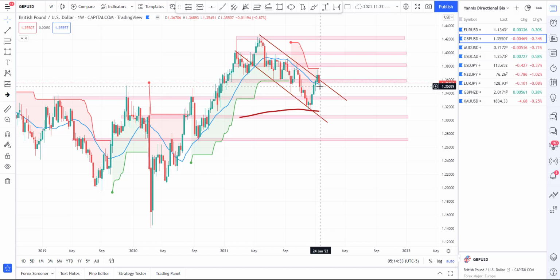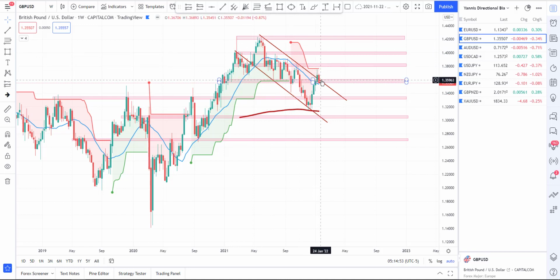I would have liked to see the close below the 20 moving average to assess my short bias. However, still the pair is in a downtrend. It's still making lower highs and lower lows each and every time.